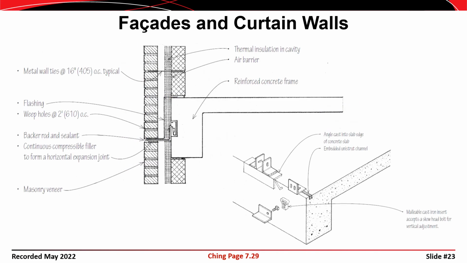Okay, here's an example of a facade or curtain wall system that's supported by the structure itself. So this is a reinforced concrete frame. You have a spandrel beam there that's illustrated, and it has some type of a metal attachment embedded into the concrete that then supports a ledge angle, and that ledge angle supports the masonry veneer. So this would be a case where you would have some type of a masonry facade that is supported directly by a concrete frame.